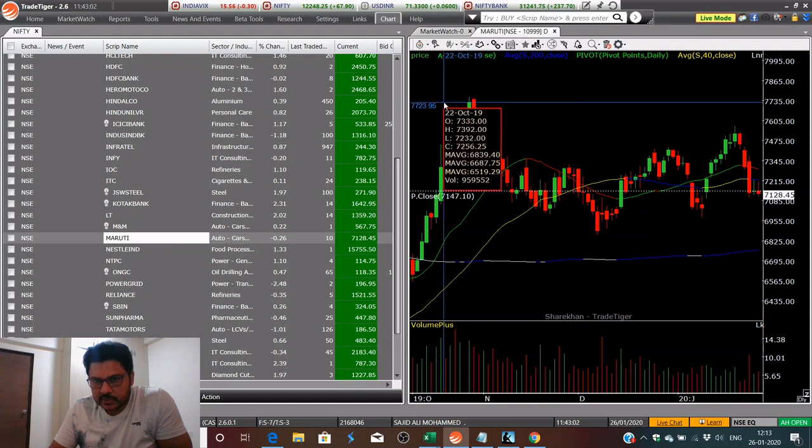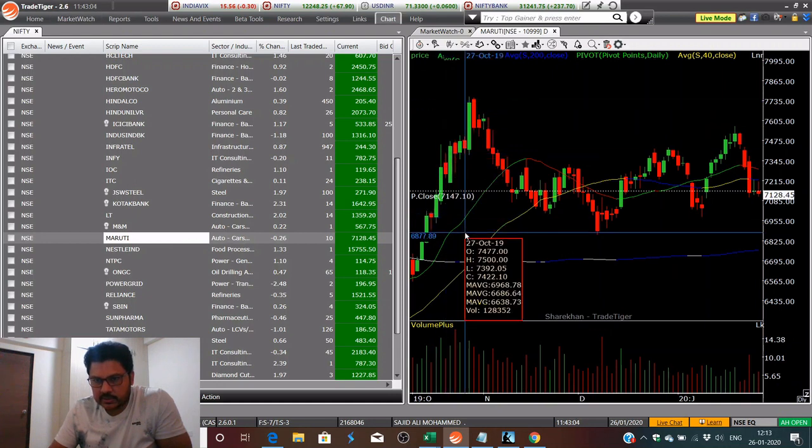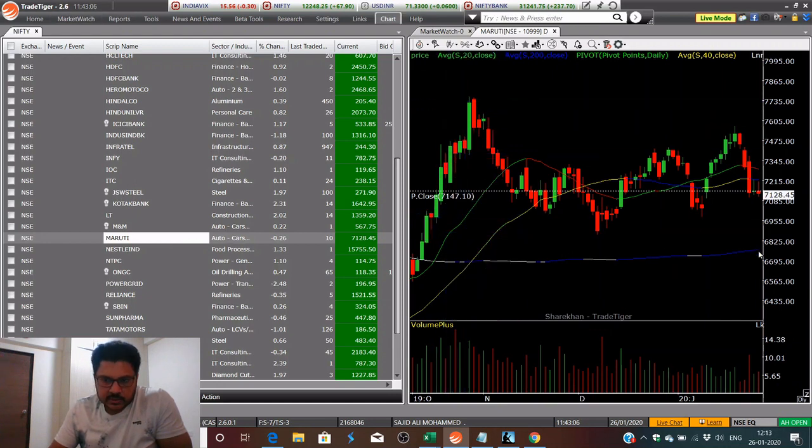Maruti is in a sideways. This is the peak. This is the low. If it has to retrace, it has to take support from this flat 200 period moving average and push above.